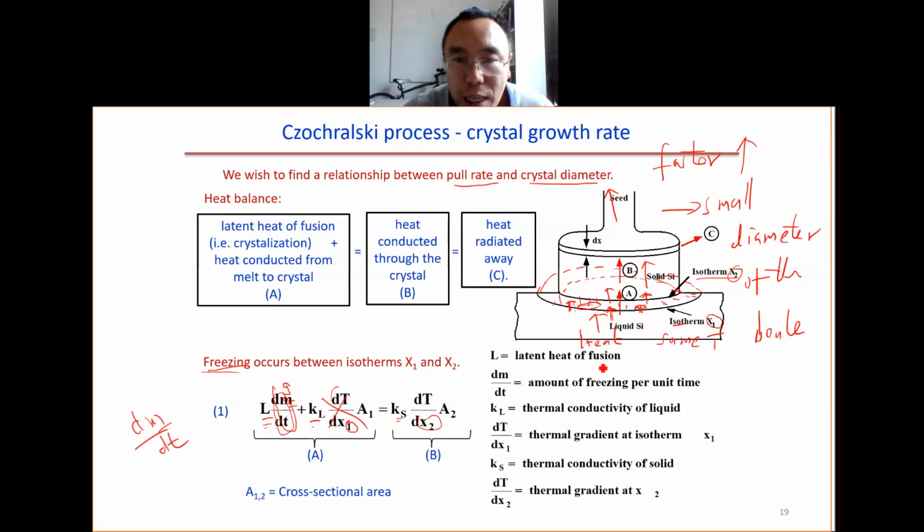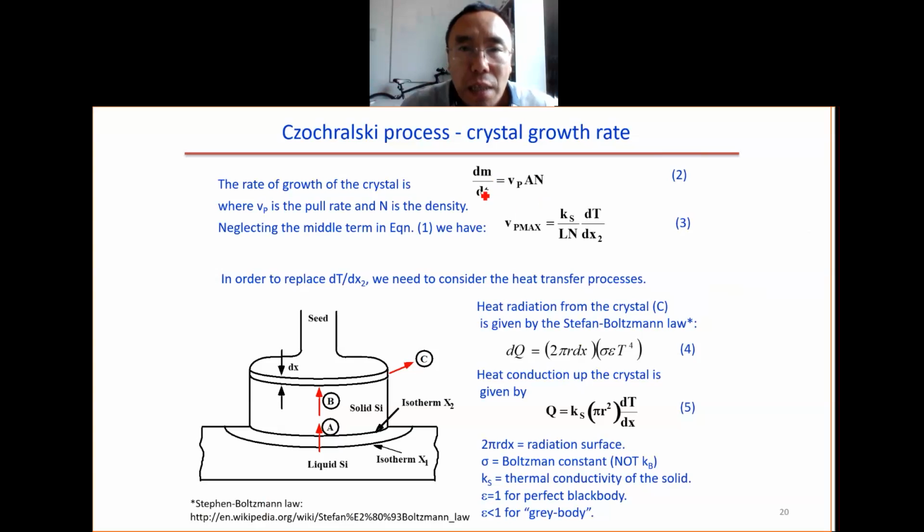The mass change, the mass amount of freezing per unit time, dm over dt, is related to the pull rate. As you can see clearly, dm over dt equals the pull rate Vp times A, the cross-section area, times N, the density. Normally we use rho as the density, but in this text rho is already resistivity, so here we use N as the density.